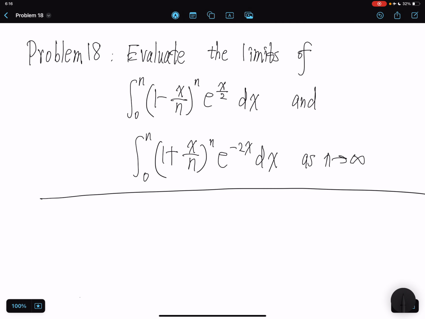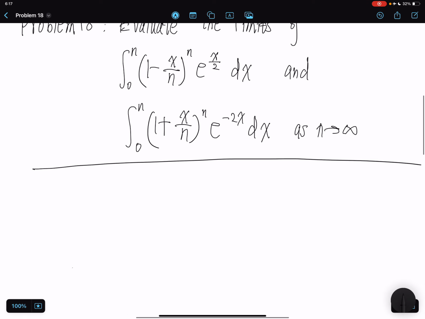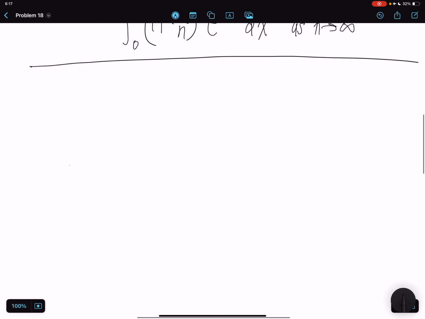Today we'll be working on the following problem. We want to evaluate the limits of these two integrals. So pause the video if you want to work on this problem by yourself. Okay, let's see how to compute these two integrals.